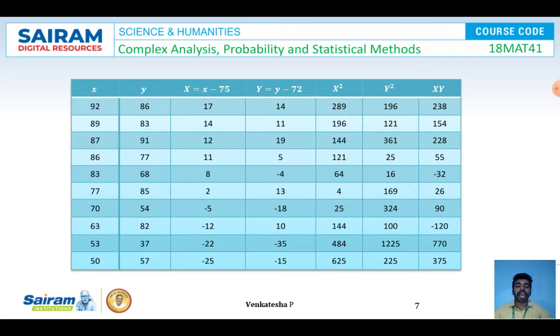Now we are supposed to calculate the values of summation X square, summation Y square, and summation XY. To calculate summation X square, we have to add the complete X square values. To calculate summation Y square, we have to add the complete Y square values. To calculate summation XY, we have to add the complete XY column.